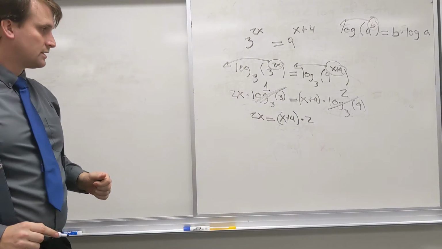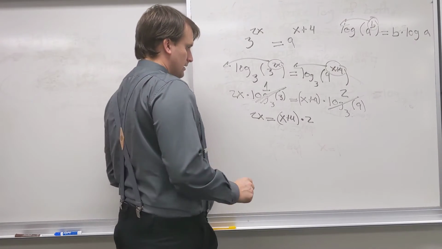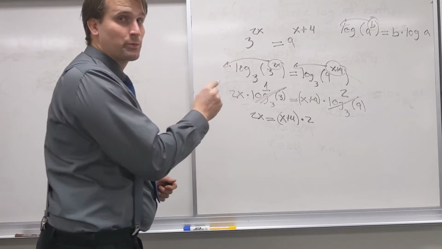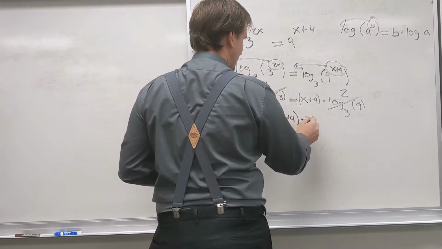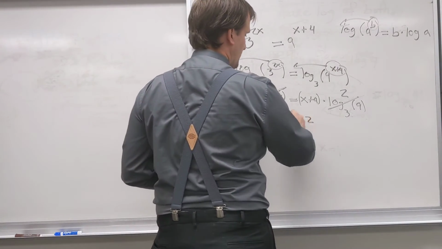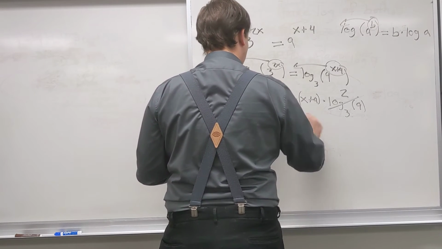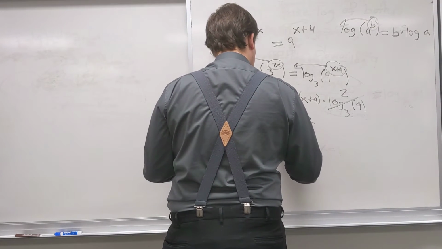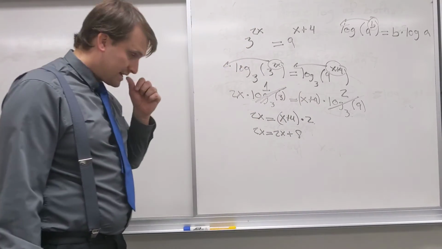All right. Now, what does that give us? That's why you pre-test your examples, because you're going to see something pretty messy here. But all right, so we're going to multiply that 2 in here. So we get 2x is equal to 2 times x is 2x. 2 times 4 is 8. 2x equals 2x plus 8.